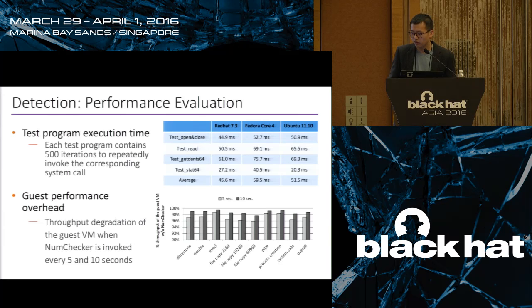We also run some benchmarks, and we invoke the checking process during the benchmark execution. We try 2 different periods, one is 5, one is 10. And the performance overhead is really small. As you can see, it ranges from 1% to 4%.